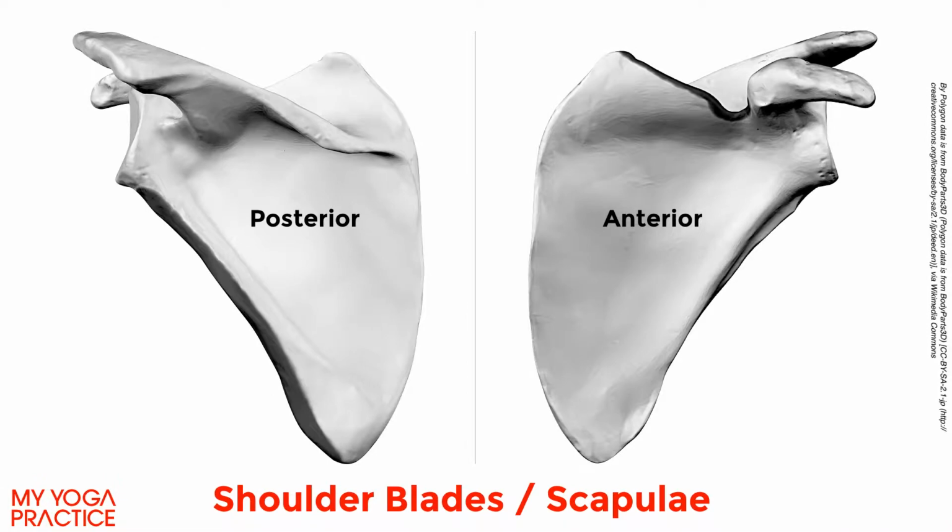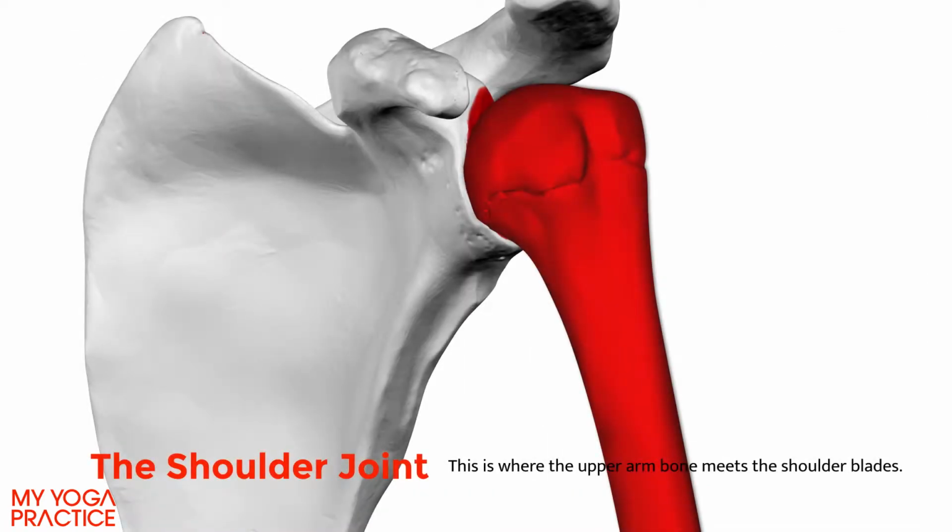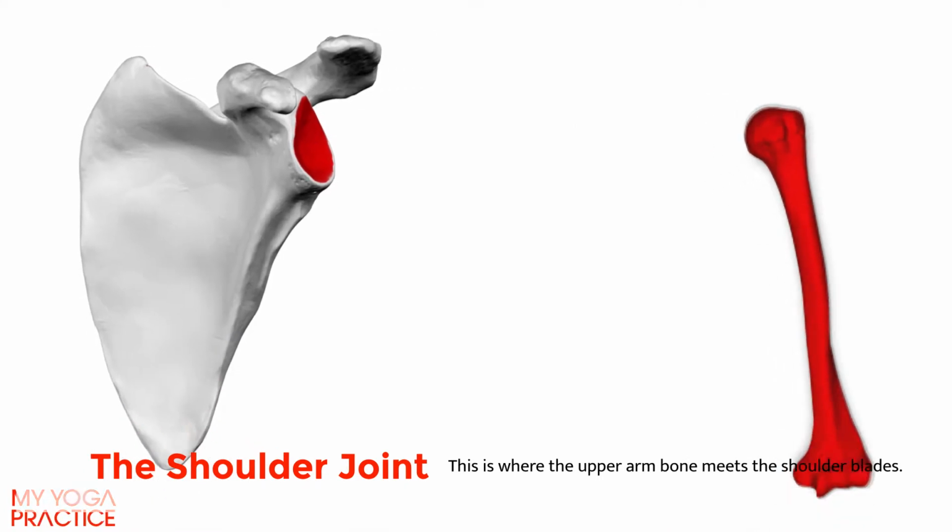Now to the shoulder area. First, the shoulder blades are on the back of the body. They're also referred to as the scapula. The shoulder joint is located on the shoulder blade. This is where the upper arm meets the shoulder blades.